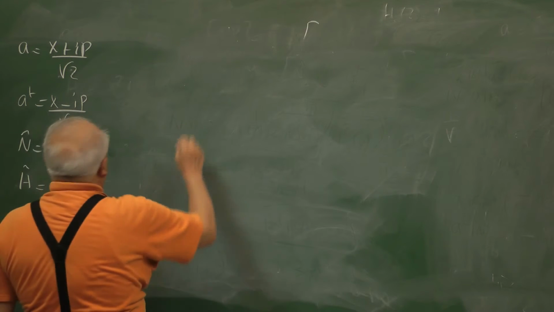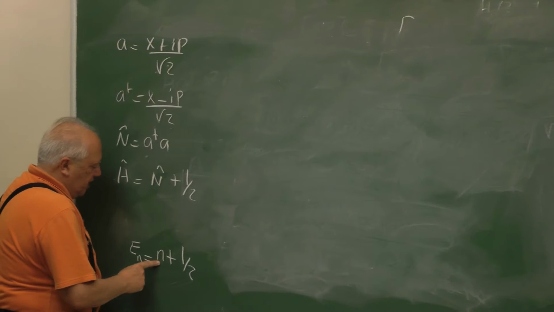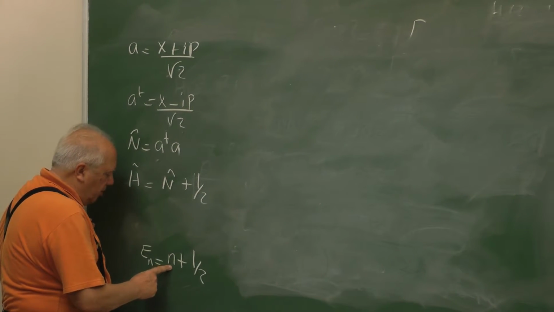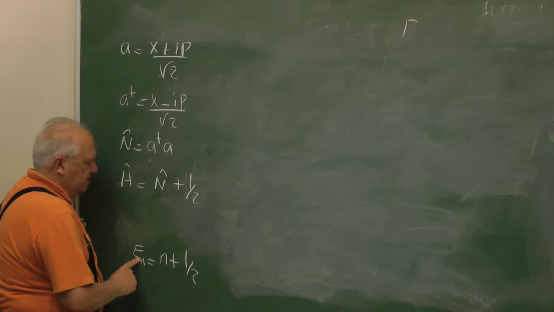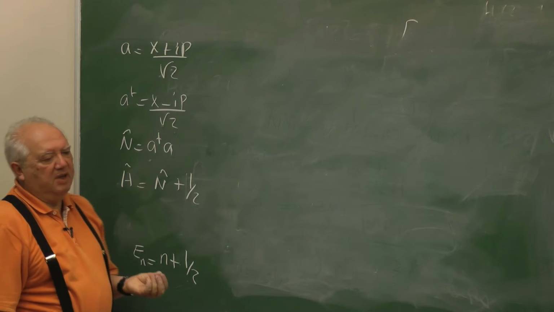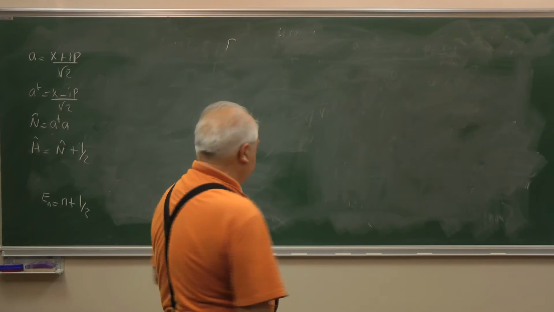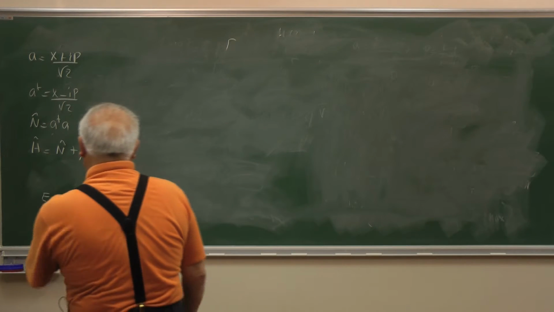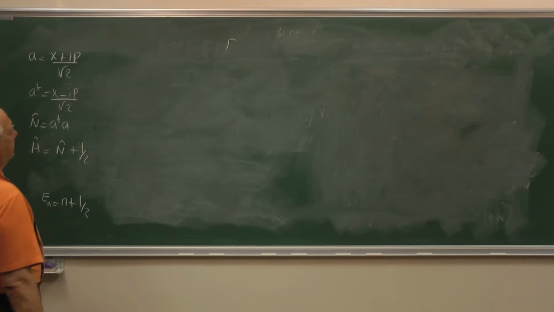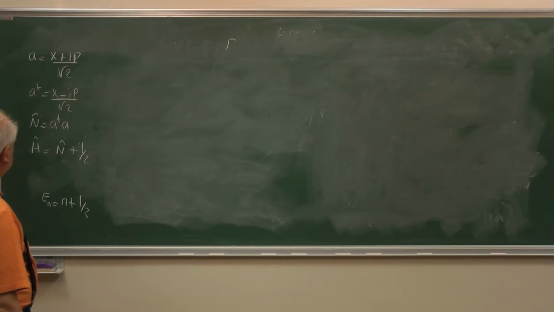Again, I remind you that the lowest value of n is 0, but the lowest value of energy is not 0. It is 1/2. That is, you cannot make the particle completely stop in quantum physics. It has to jiggle. That's the big difference from classical physics.